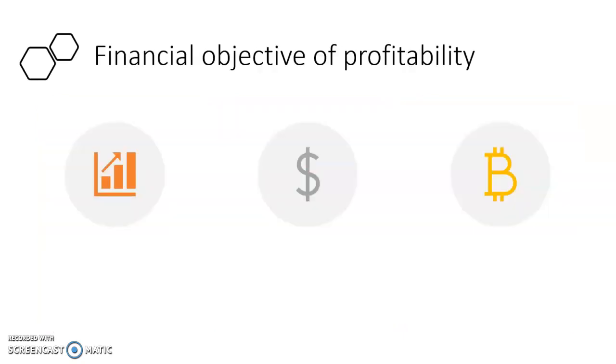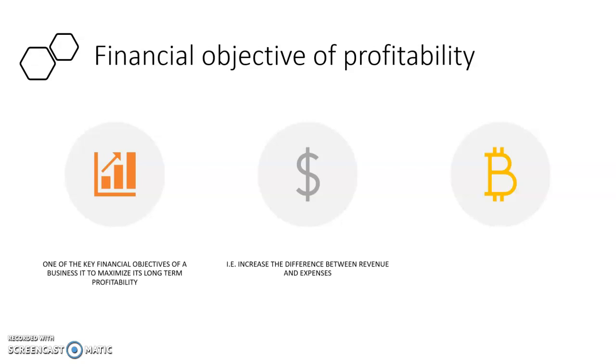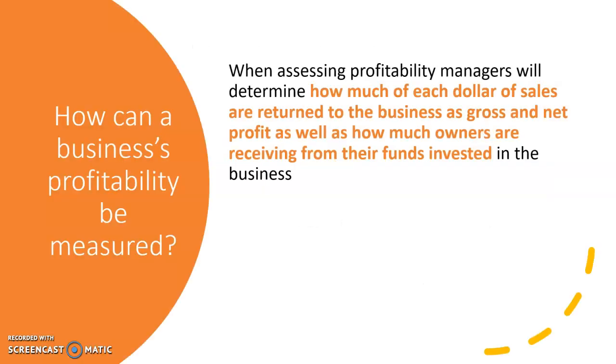So let's recap our objective of profitability. We know that it's a key long-term financial objective. We know that it's about increasing the difference between our revenue and expenses. And finally, it's an incredibly important objective because we need to achieve a profit to be able to continue business operations, to be able to pay our bills, to remain solvent in the longer term, as well as continue the business to be an attractive investment opportunity for its owners.